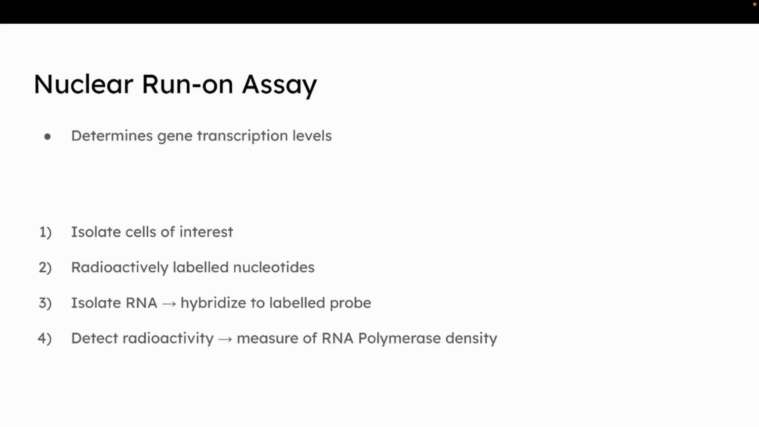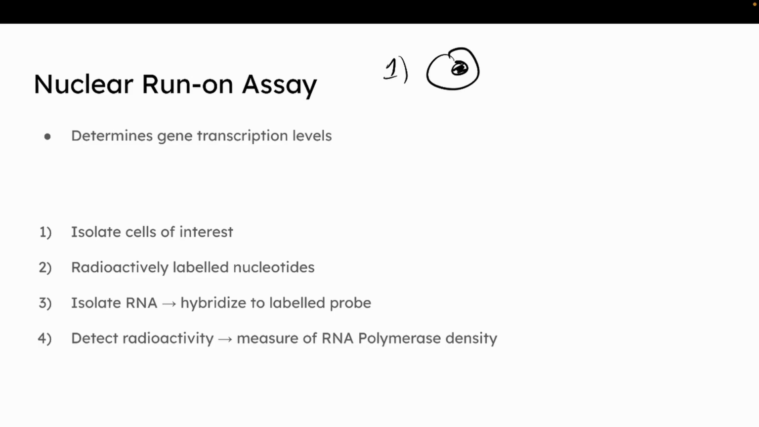we need to know. The first one is a nuclear run-on assay, and basically what this will help us do is determine gene transcription levels. Okay, so first I'll go over the procedure. First you isolate your cells of interest. We have our cell.